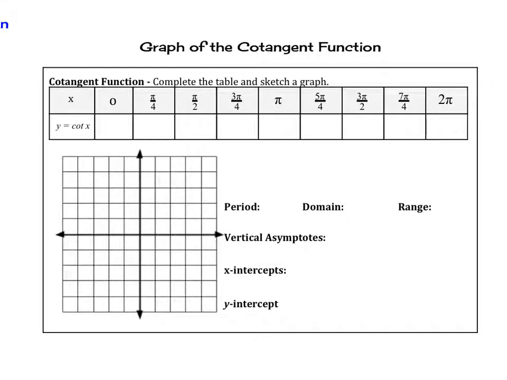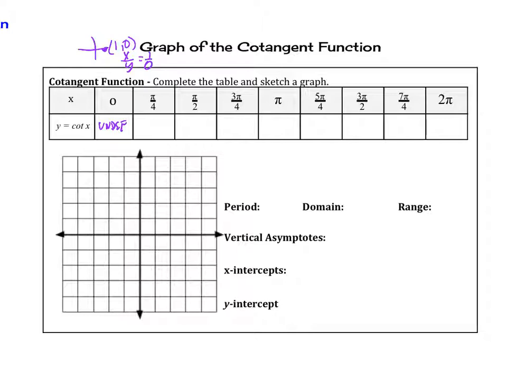Let's take a look at graphing cotangent functions now. At 0, we're actually undefined. Thinking about cotangent as x over y, this is 1 over 0, which is undefined.